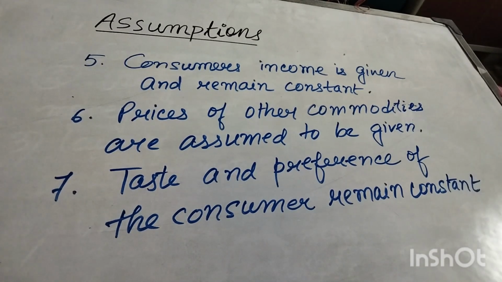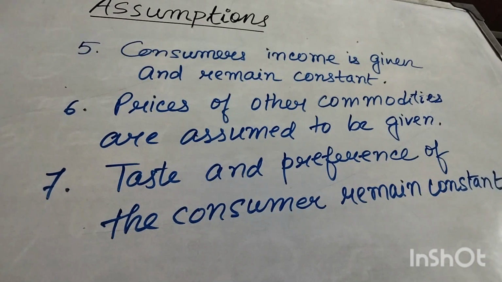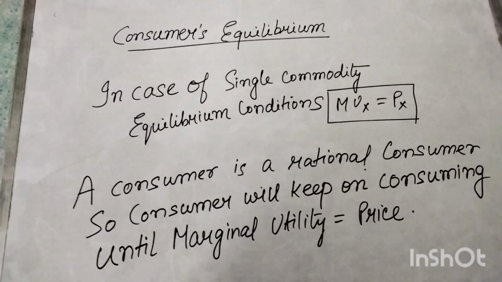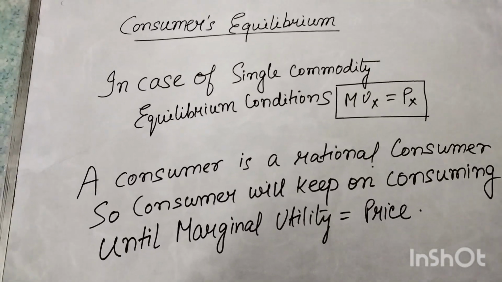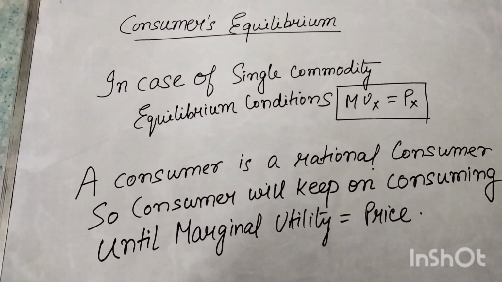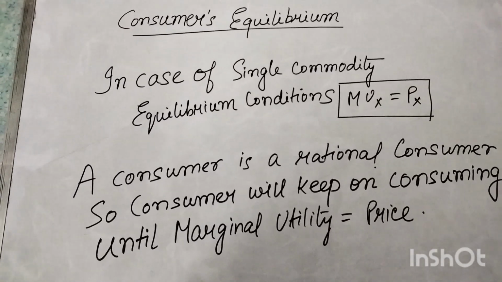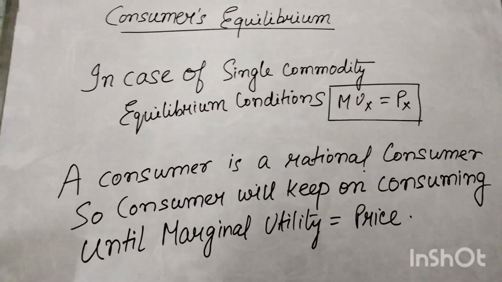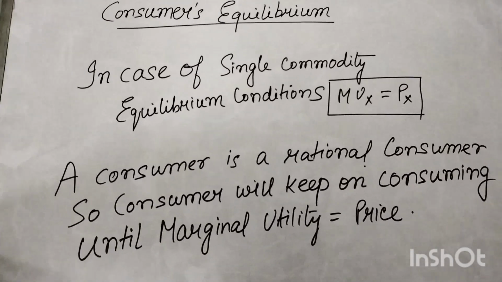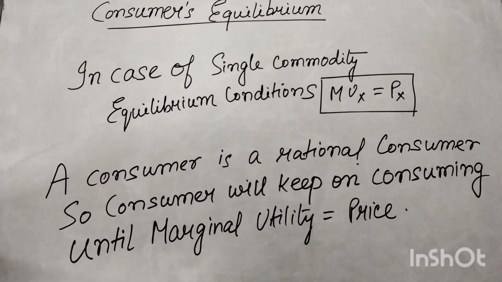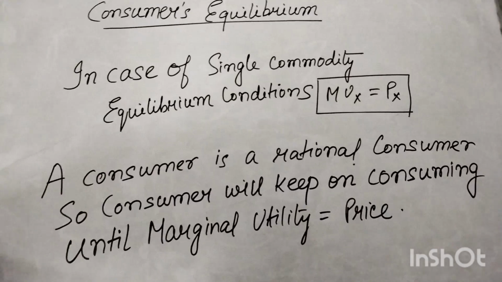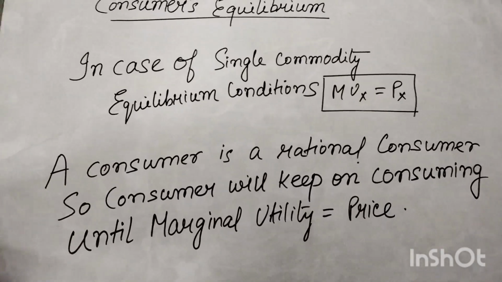Next we come to the explanation of this equilibrium with the help of the diagram. This is the consumer equilibrium condition in case of a single commodity. So what is the equilibrium condition here? MUX will be equal to PX. MUX is the marginal utility of X, which will be equal to PX.